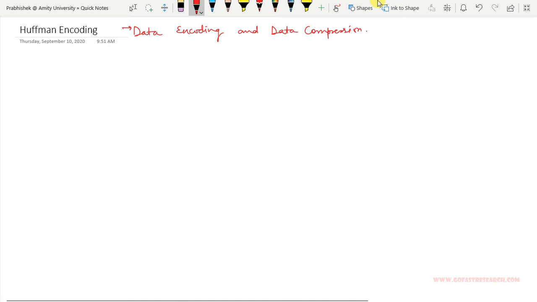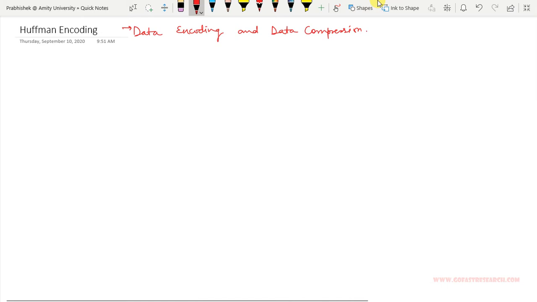Since we know that if there is some message and we want to perform any kind of operation, like encoding, data compression or data transmission, then first of all you have to digitize it. You have to convert it into the digital form, into the binary form. Then we will check how many bits are required in this conversion process. So we will understand Huffman encoding directly by understanding the problem.